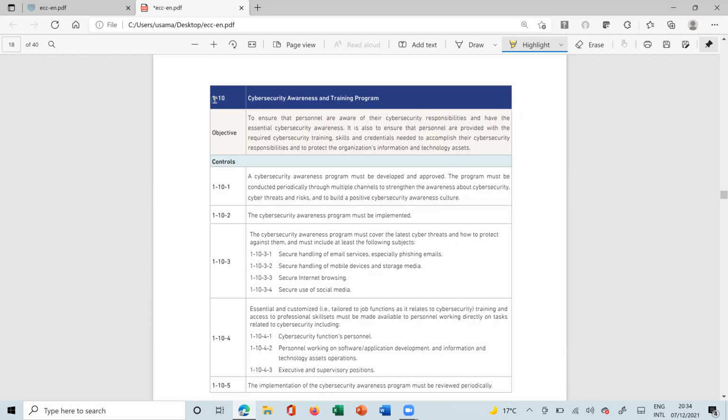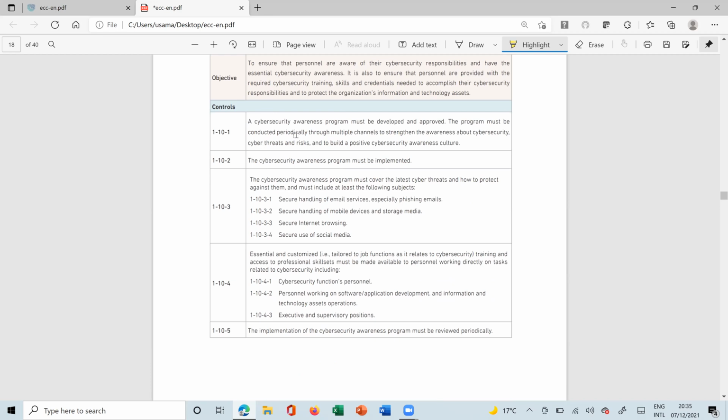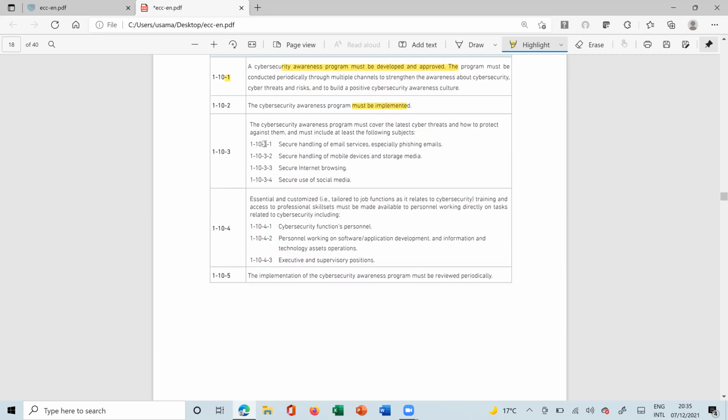In control number 10 in governance, the cybersecurity awareness and training programs. Control number 1: the cybersecurity awareness program must be developed, approved, and implemented. And again, here we have some controls.